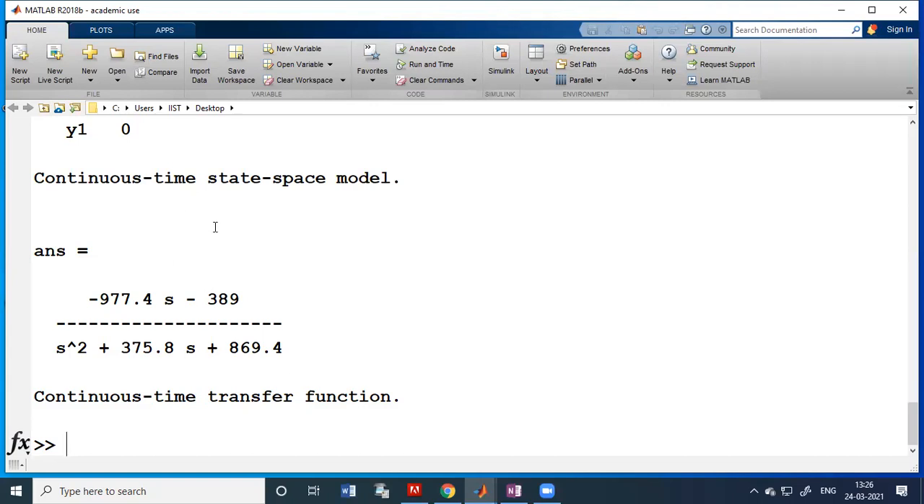So this was just with the help of MATLAB. Now let us see whether we can arrive at this by following our algorithm.